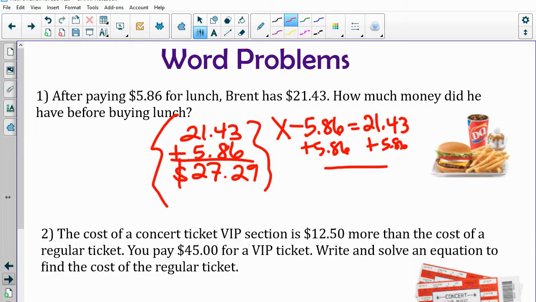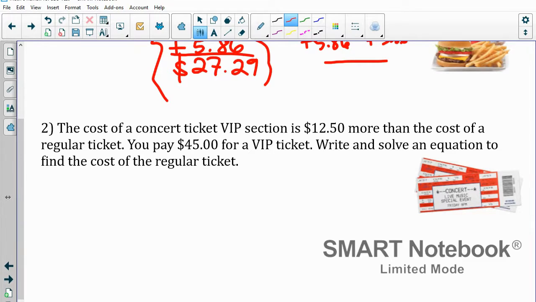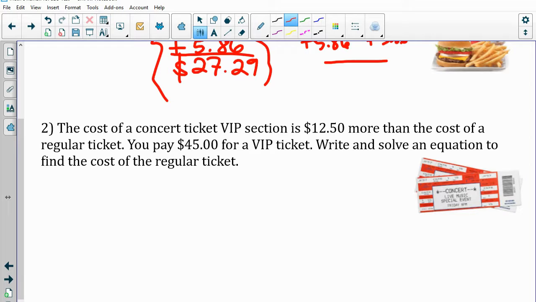Okay, this is another type we're going to see. The cost of a concert ticket in the VIP section is $12.50 more than the cost of a regular ticket. You paid $45 for the VIP ticket. Solve an equation for the cost of a regular ticket. Any thoughts on how we can figure out the price? Good, good. Okay, Barbara, what do you think?